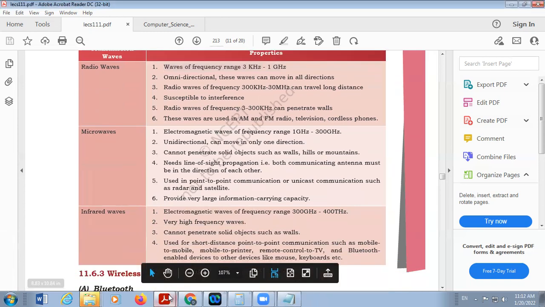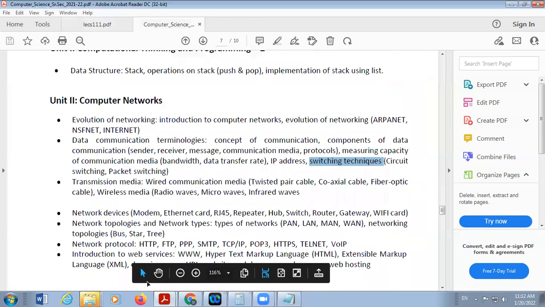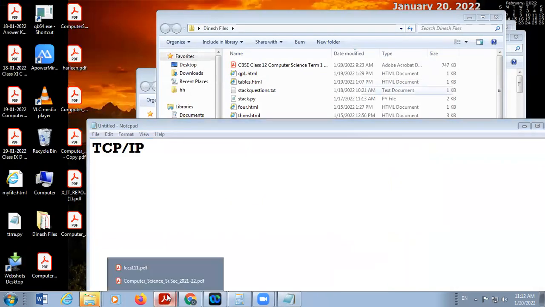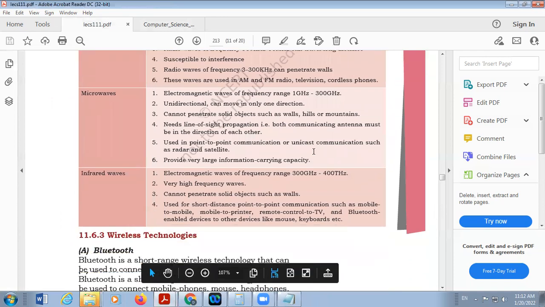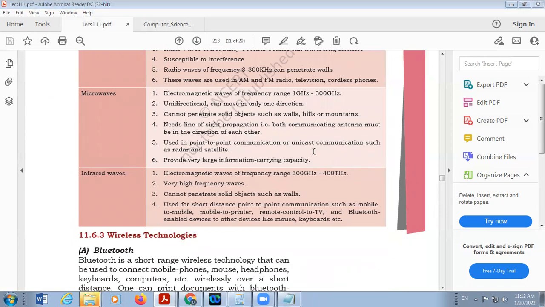So I'm checking how much is in your syllabus: the radio wave, microwave and infrared waves. In the case of infrared waves, they are basically used in remote phones, mouse, keyboard, remote controls. We are using infrared waves, and infrared waves are not for very, very long distances. Here we use electromagnetic waves of frequency ranging from 300 gigahertz to 400 terahertz.